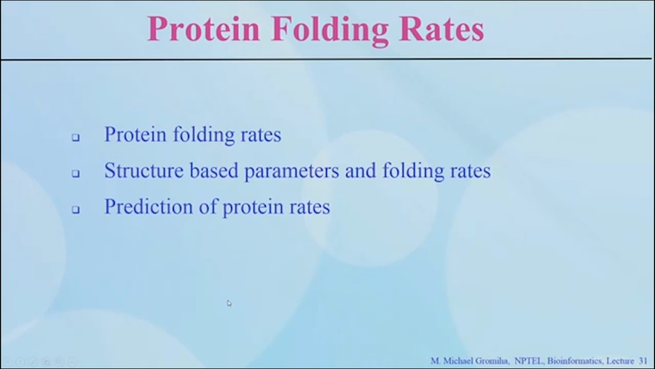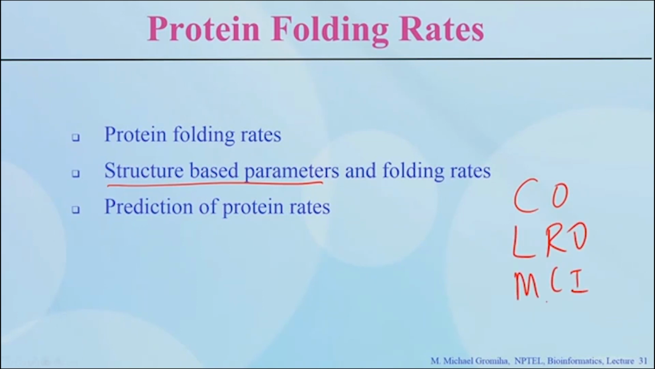What is the folding rate? This tells you how much time the protein takes, whether slow or fast, to fold from the amino acid sequence to the folded 3D structure. For example, all alpha proteins usually fold faster than all beta proteins. Then we account for these folding rates based on structure-based parameters, mainly the contact order, long range order, multiple contact index or different parameters.